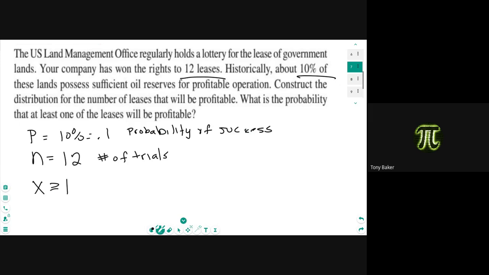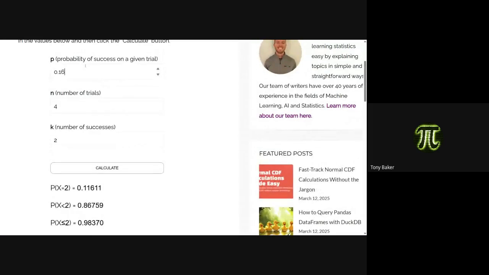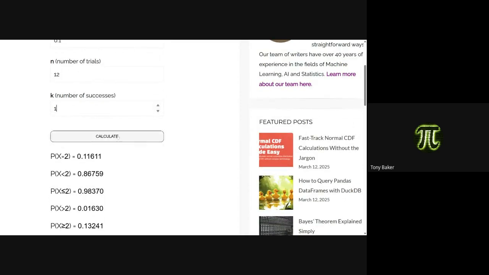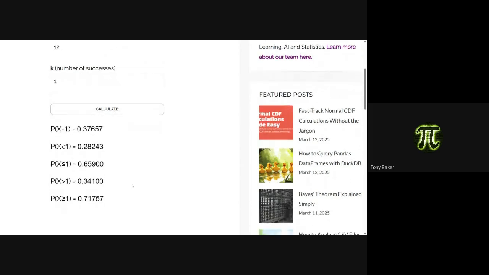So we go to our calculator. My probability is 0.1. Number of trials was 12. And the number of successes I want would be 1, because it's going to calculate the thing down here for me. We want greater than or equal to 1. So it is 0.71757.